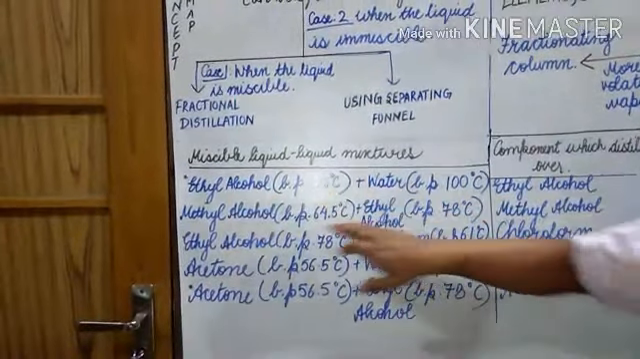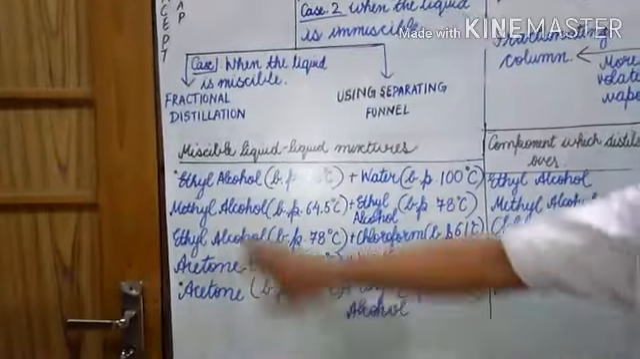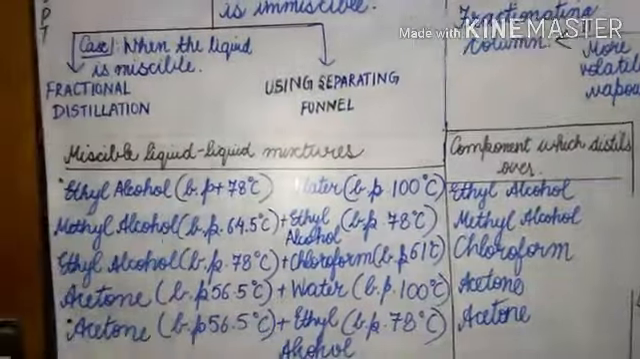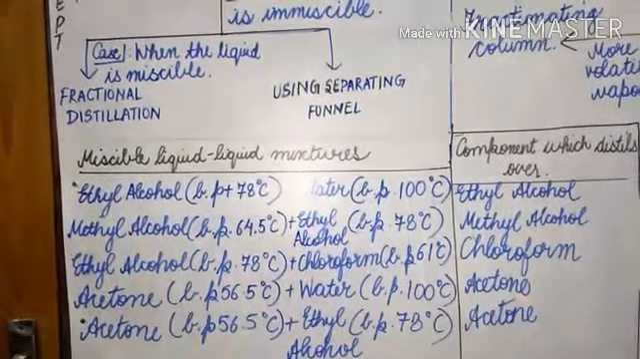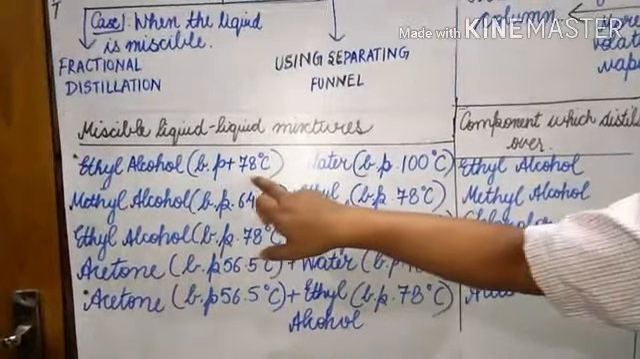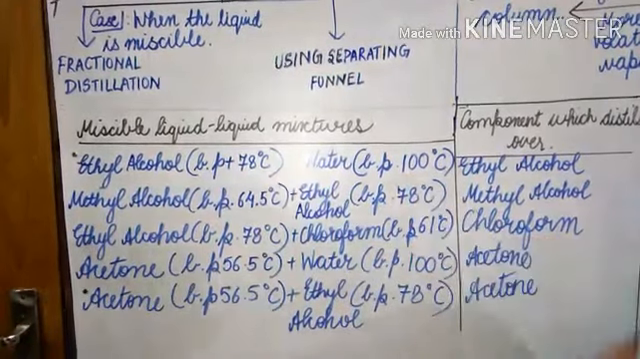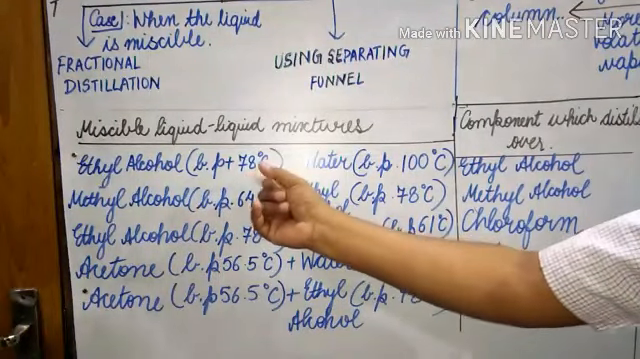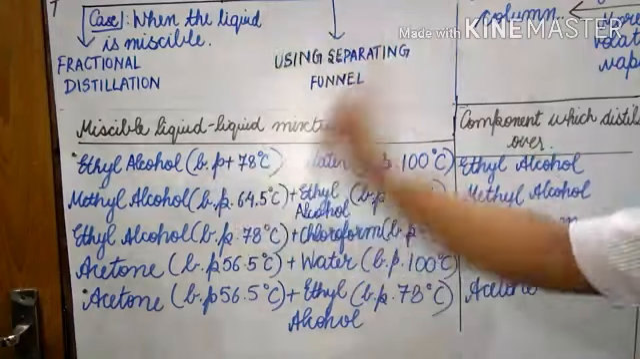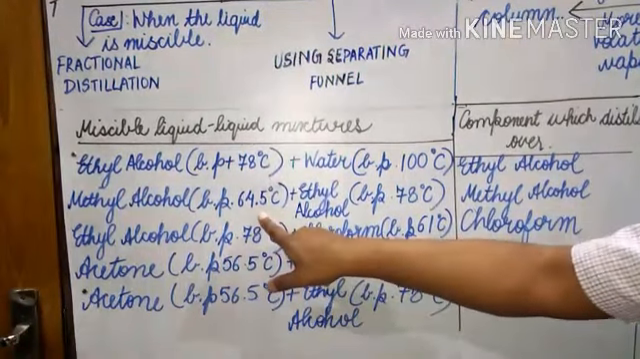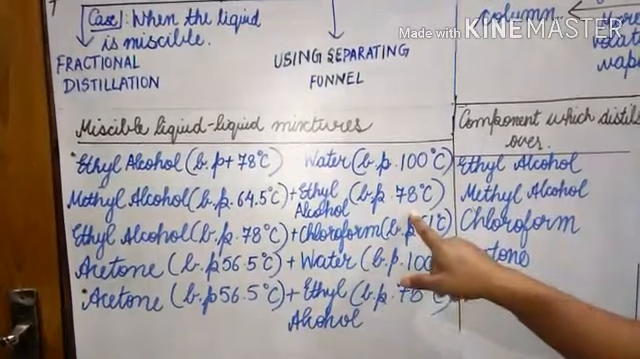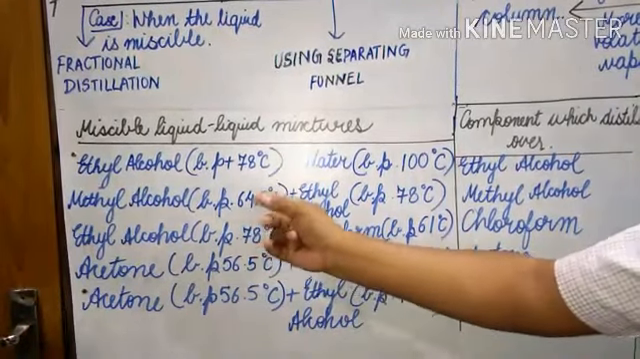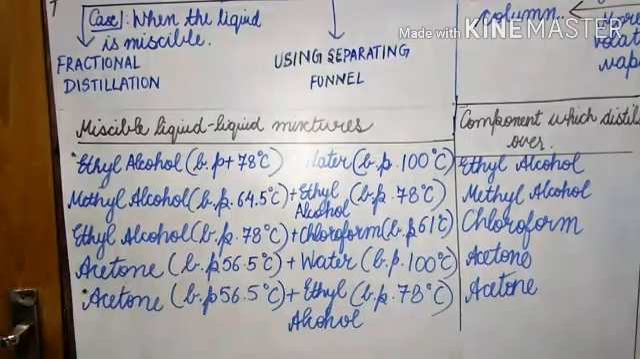Now you have some examples here. We have some miscible liquid-liquid mixtures: ethyl alcohol plus water, and I hope you must have studied this in your 7th class book. Methyl alcohol plus ethyl alcohol. First, ethyl alcohol boiling point is 78 degrees Celsius, water boiling point is 100. So which is the liquid which will boil first? The one with the lower boiling point. So it will form its vapor and it will be collected first. Here, methyl alcohol is 64.5 and ethyl alcohol 78. So which will distill over first? This 64.5, that is methyl alcohol.